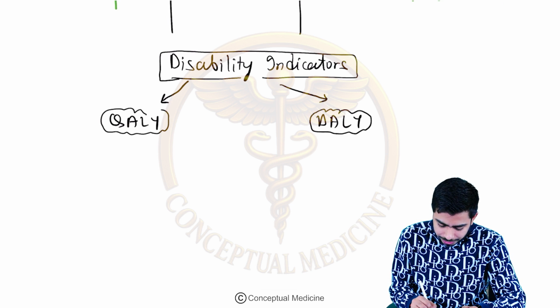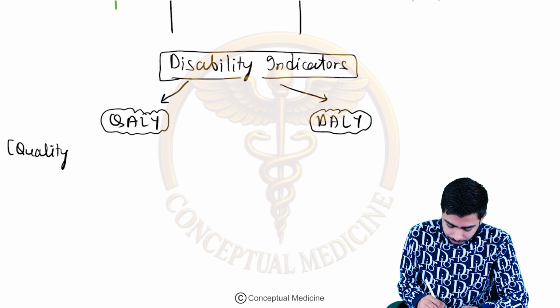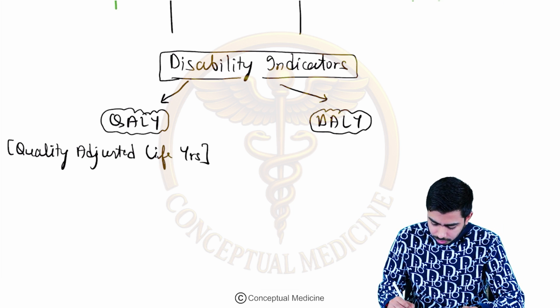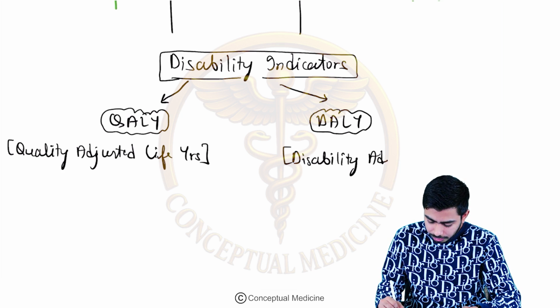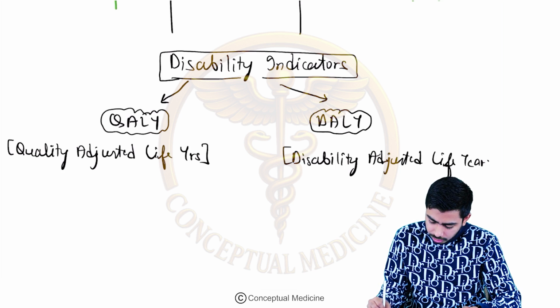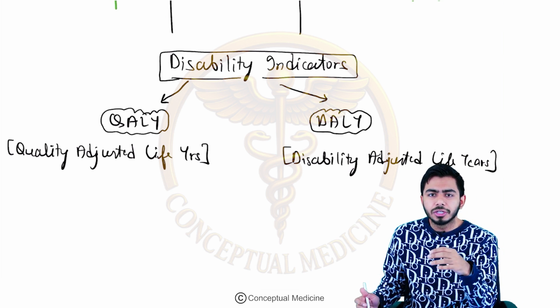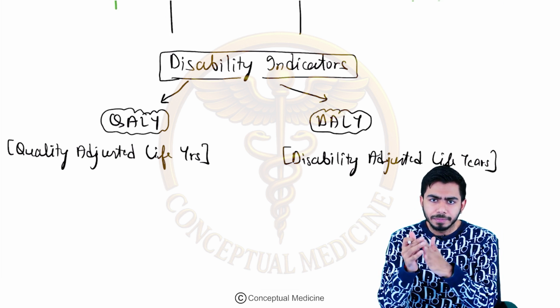QALY means quality adjusted life years. What do I mean by that? Quality adjusted life years. And DALY, disability adjusted life years. Here it is very easy to understand. The name suggests quality adjusted life years: the number of years a person has lived in quality, right?